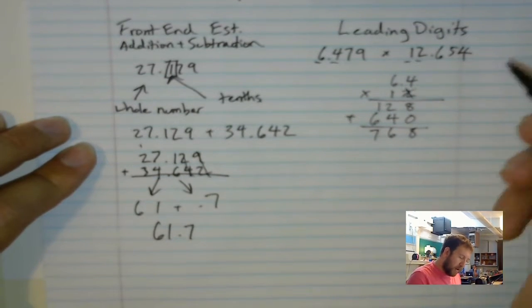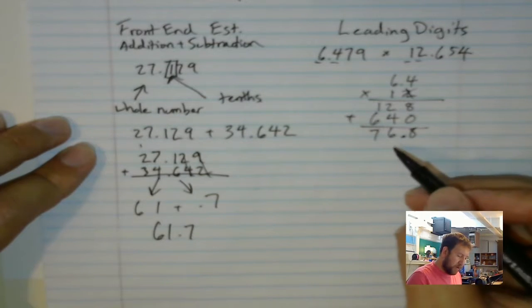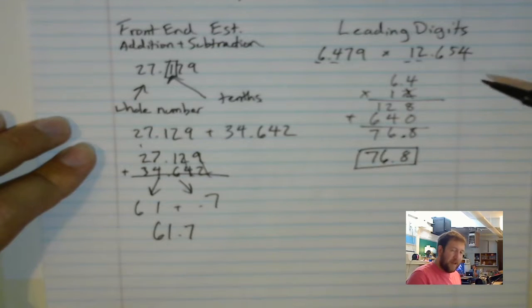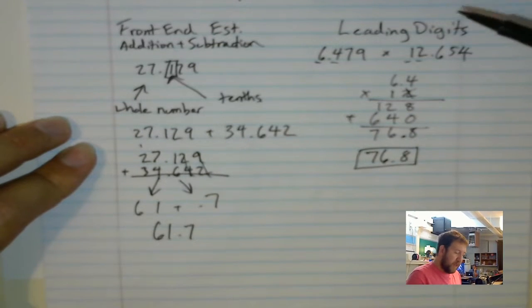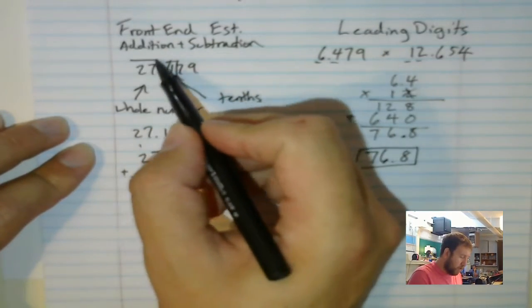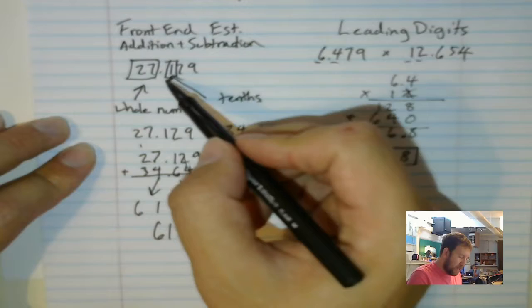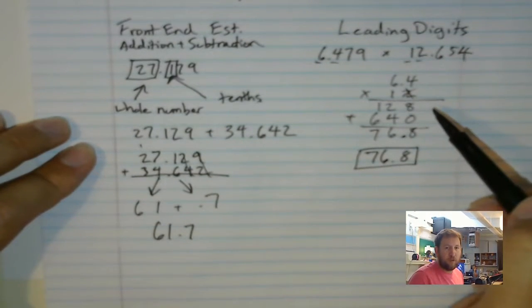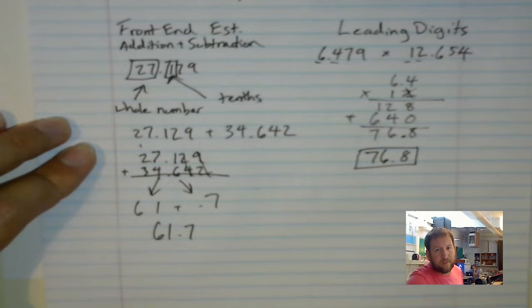I have one decimal digit, so my answer is 76.8. So the big key difference in this lesson is simply this leading digits part. Instead of this front-end estimation where we use our whole number and our tenths, now we just look at the first two digits. It's kind of a different rule than we had before. It's a little bit confusing, but that's kind of how it goes.